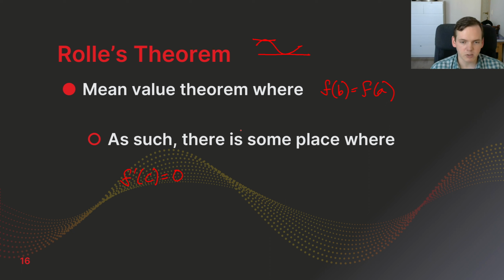So just the special name for the average slope being 0. And that's the mean value theorem.